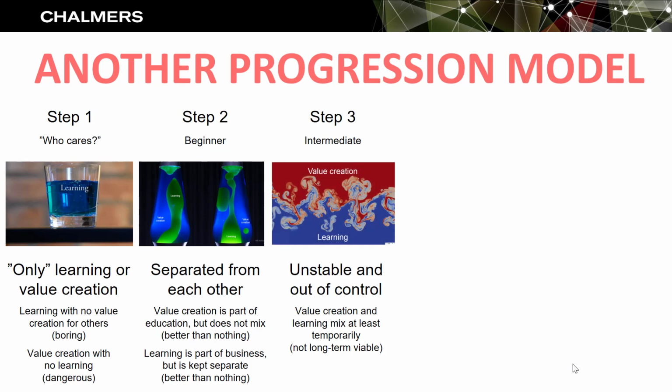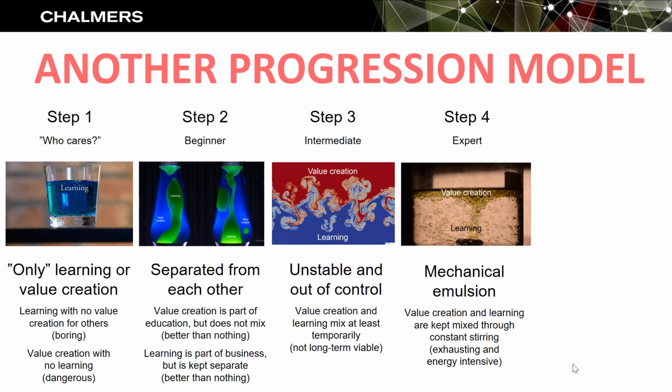In step 3, we start mixing them quite a lot. But it becomes unstable and it could absolutely go out of control. But at least value creation and learning are mixed temporarily. But it's not a long-term viable strategy. And then in step 4, we have what I would call the expert phase. We have mechanical emulsion. We keep value creation and learning mixed at all times through constant stirring. It's exhausting and it's very energy intensive. In organizational terms, it costs a lot of money.